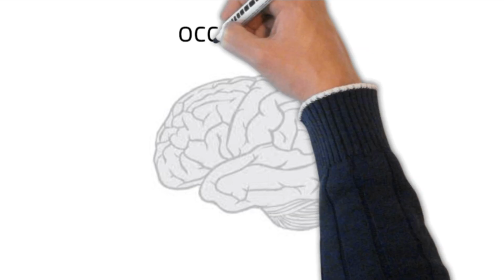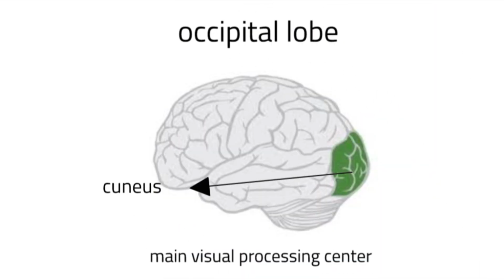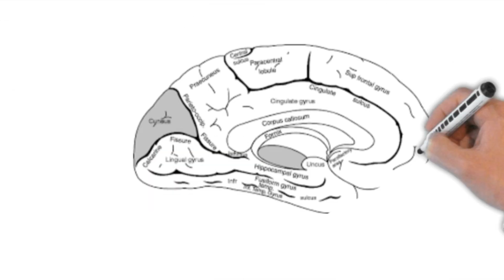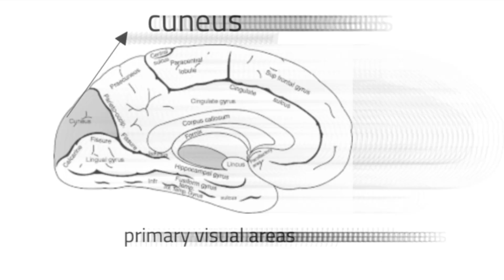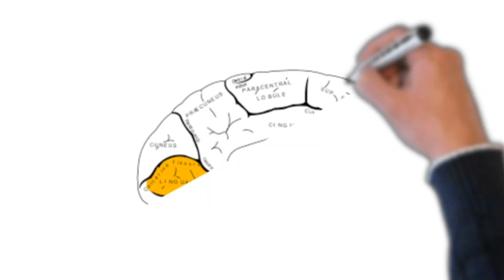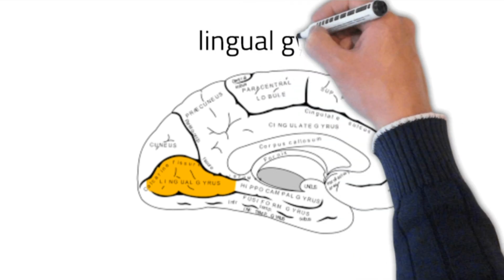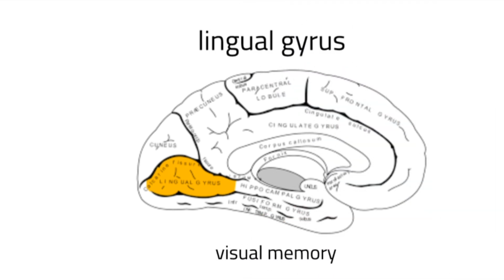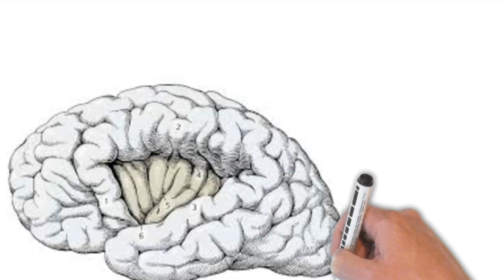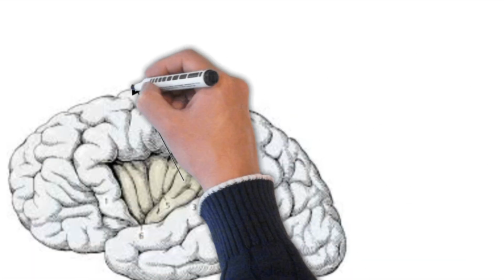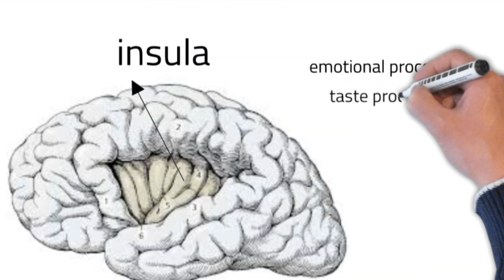The occipital lobe, located at the back of the brain, is the main visual processing center. The cuneus contains primary visual areas responsible for interpreting visual information. The lingual gyrus also processes visual information and is involved in visual memory. The insular lobe, or insula, lies deep within the lateral sulcus. It plays a role in emotional processing, taste perception, and visceral sensory experience.